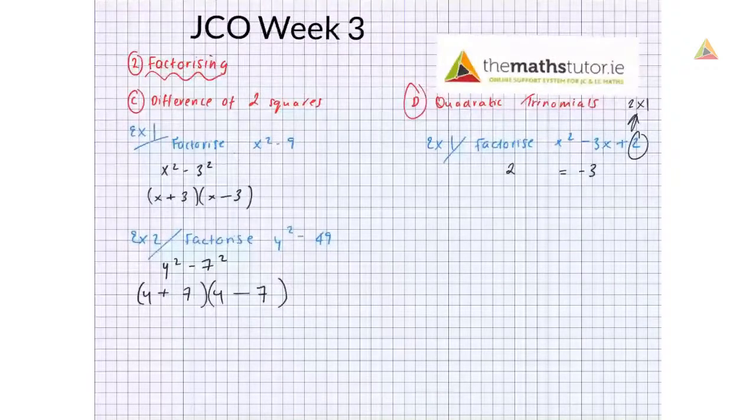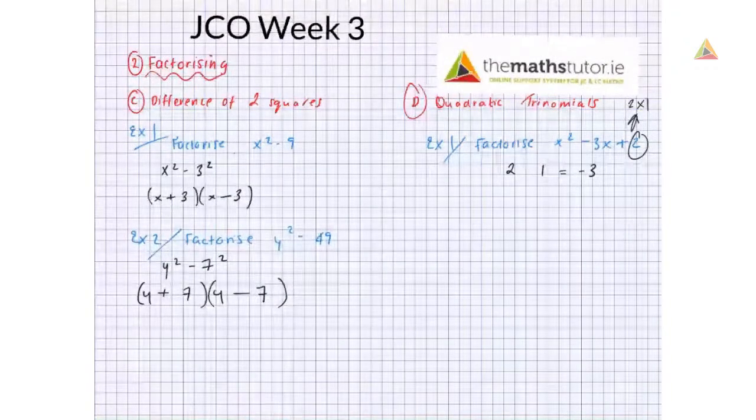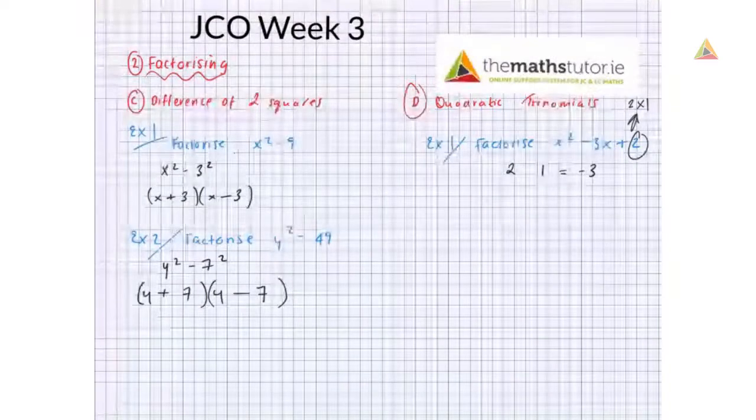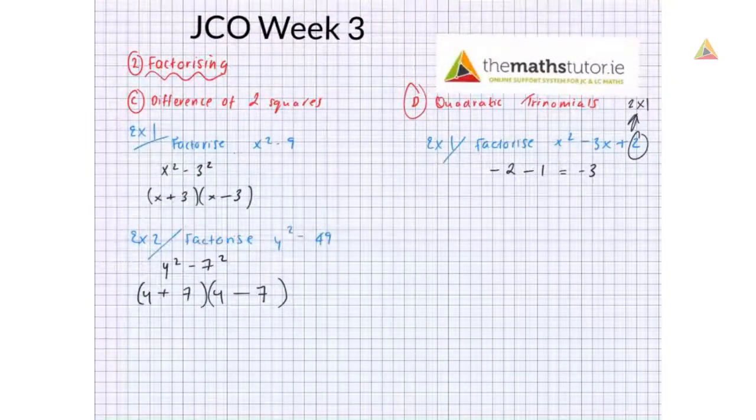So we have a 2 and we have a 1. We need to decide what signs are going to go in front of the 2 and the 1. If we put a minus 2, minus 1, that will give us a minus 3. So we're going to open up our brackets, and because it's x squared, we're going to put x here and x here.